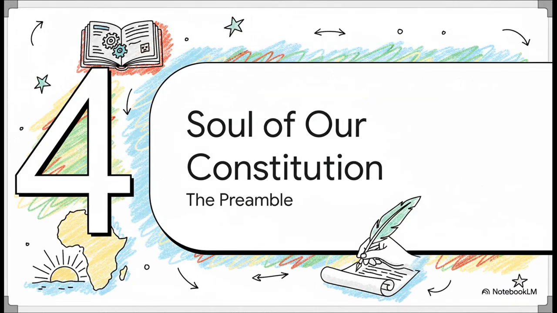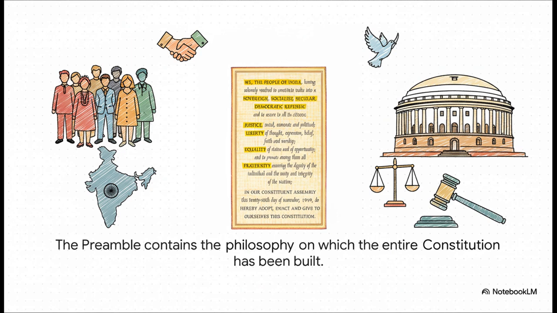You know, every great book has an introduction that tells you what it's all about, right? Our Constitution has a beautiful introduction, too. It's called the Preamble, and it's not just an introduction, it is the very soul, the spirit of our Constitution. It's like a guiding star for our whole country. Here it is. Isn't it beautiful? It reads almost like a poem. The preamble basically contains all the core values and ideals that our freedom fighters dreamt of for India.